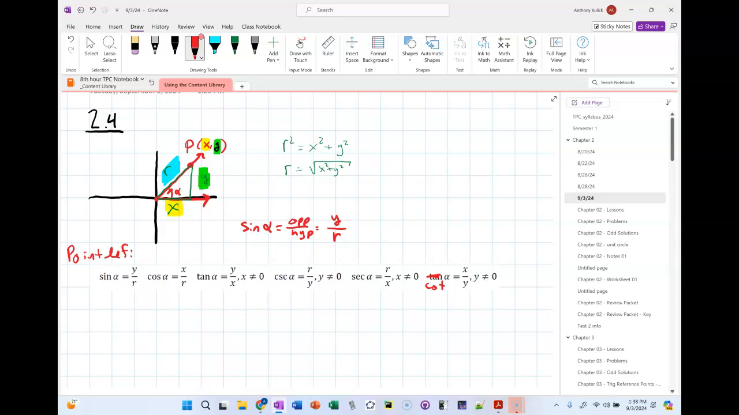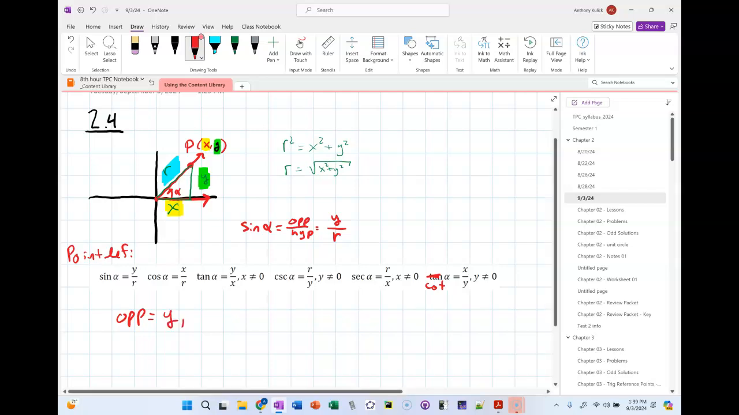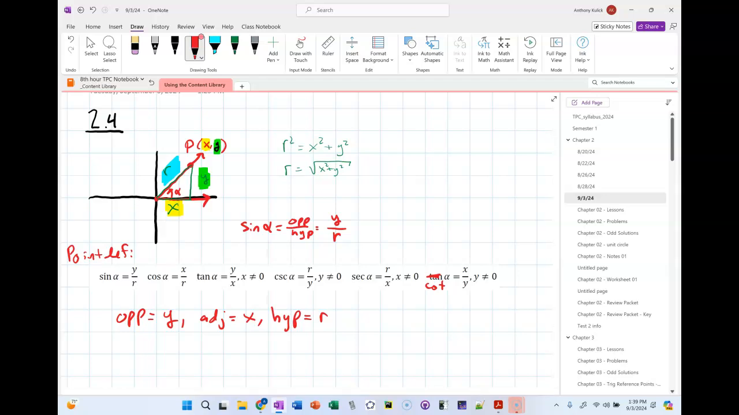Is this definition something I would expect you to memorize? Yes. But here's the good news. You already know it. This is just SOHCAHTOA, where opposite is replaced with y, adjacent is replaced with x, and hypotenuse is replaced with r. So it's just SOHCAHTOA again. You just have to remember what letter opposite, adjacent, and hypotenuse is.